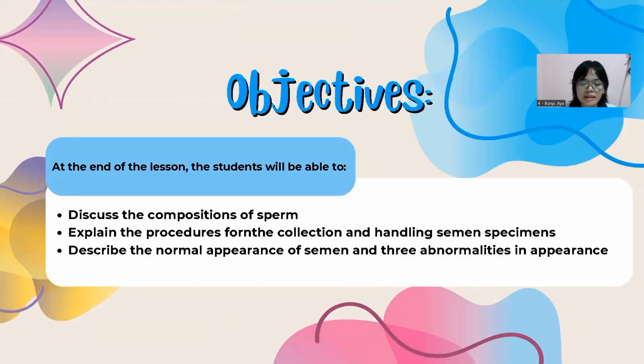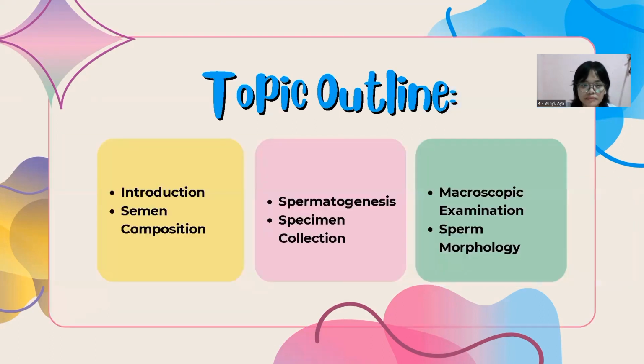Our objectives at the end of the lesson: the students will be able to, first, discuss the composition of semen; explain the procedures for the collection and handling of semen specimens; and lastly, describe the normal appearance of semen and three abnormalities in appearance. For our topic outline: introduction, semen composition, spermatogenesis, specimen collection, macroscopic examination, and lastly, sperm morphology.